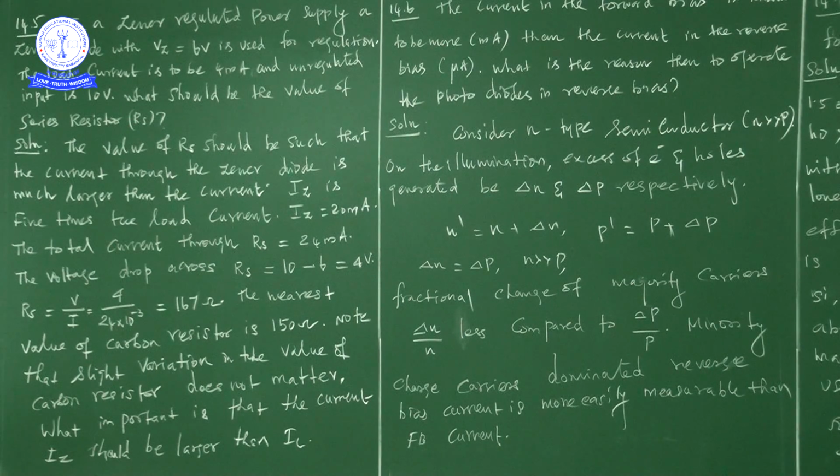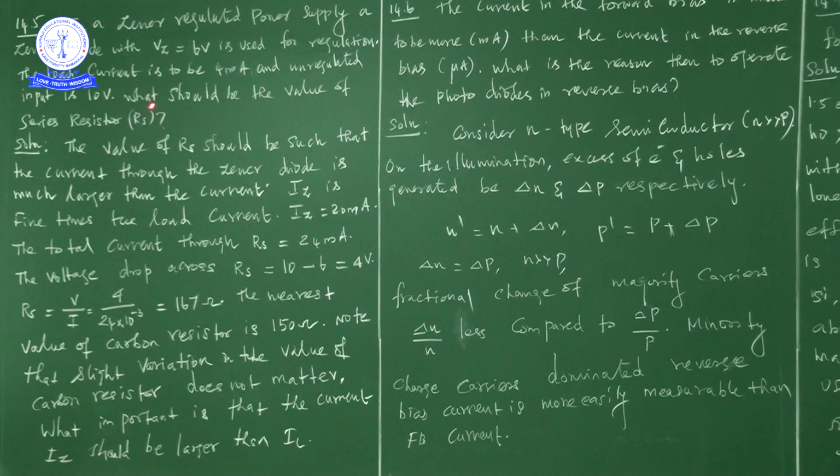If we want to calculate the voltage across the series resistor, we simply take the total voltage we are giving, minus the voltage across the load resistor or the voltage across the Zener diode. Here the voltage across the Zener diode is 6 volt and the input voltage is 10 volt. So the voltage across the series resistor is 4 volt.